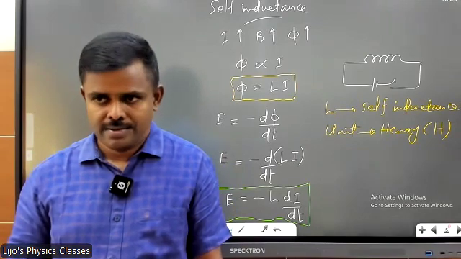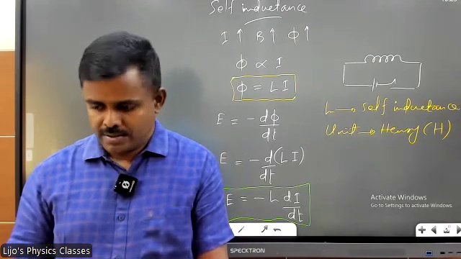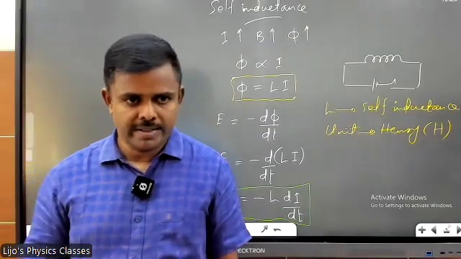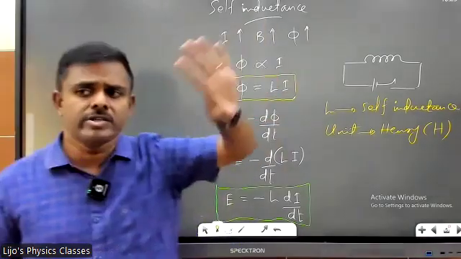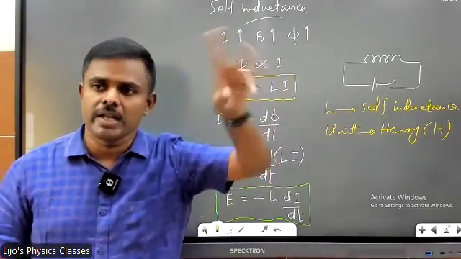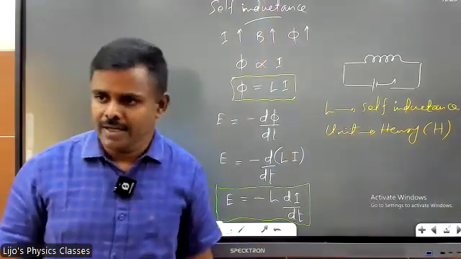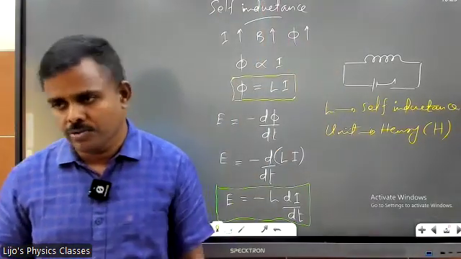Okay. Clear. In a similar way we will write the other one. Mutual inductance. We did self. What is the difference between self and mutual? Self is L, mutual is M. That's it. You will replace all the L's with M's. Got it? One coil is self, two coils is mutual.